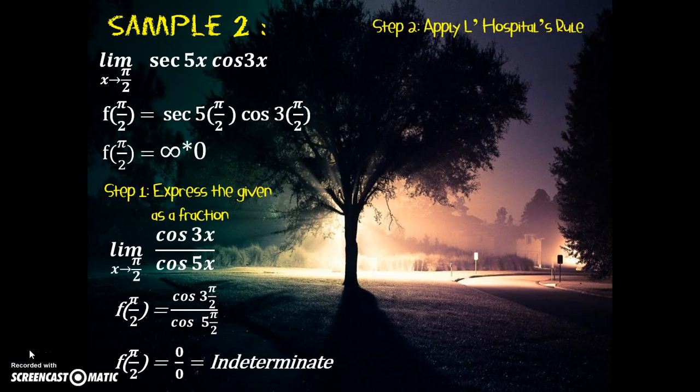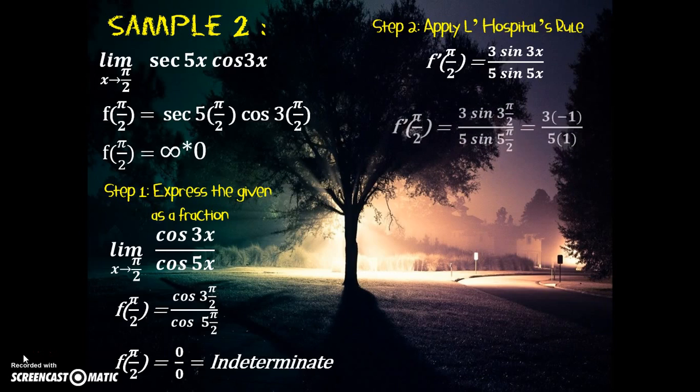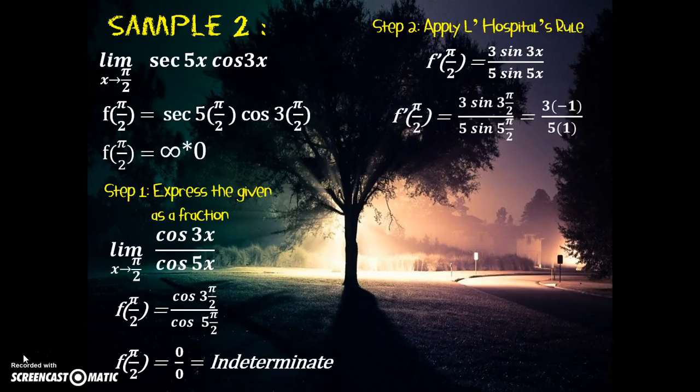Solve using L'Hopital's rule. The derivative of cosine u is negative sine u du, so the numerator will become 3 sine 3x as well as the denominator will be equal to 5 sine 5x. The sign will be cancelled since both the numerator and denominator are negative. Substitute x. So f prime of pi over 2 is equal to 3 sine 3 pi over 2 over 5 sine 5 pi over 2 equals 3 times negative 1 over 5 times negative 1. The final result is negative 3 over 5.